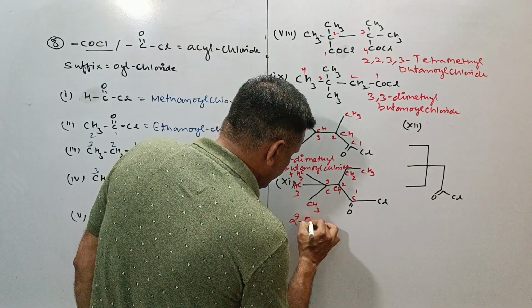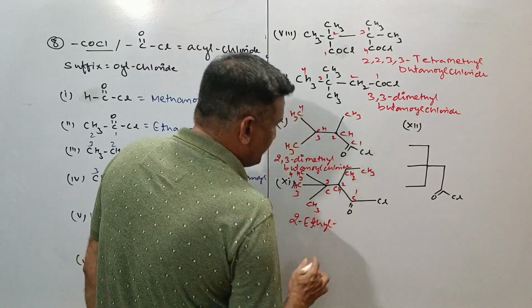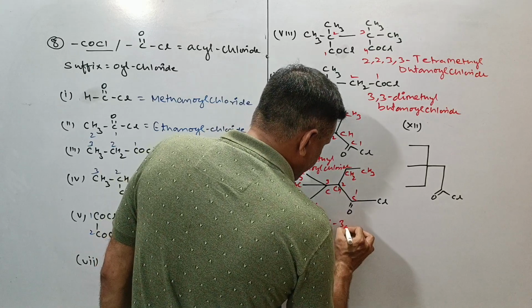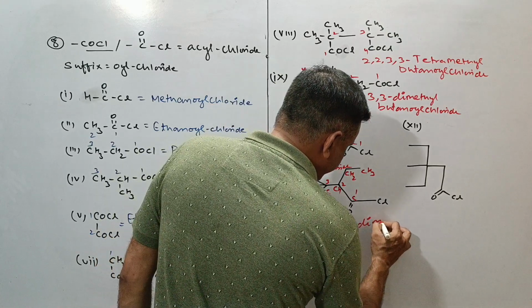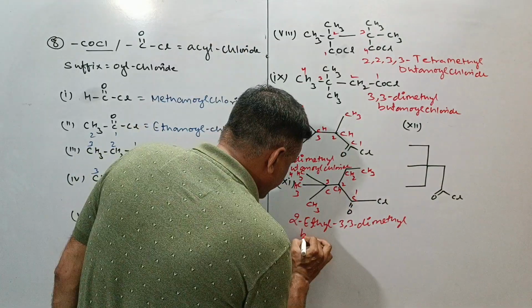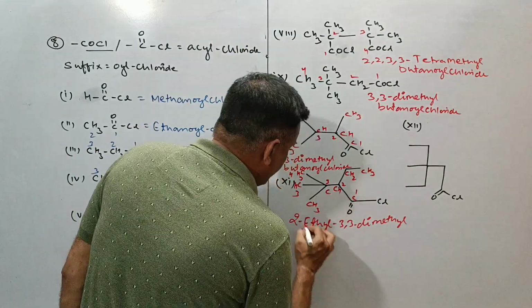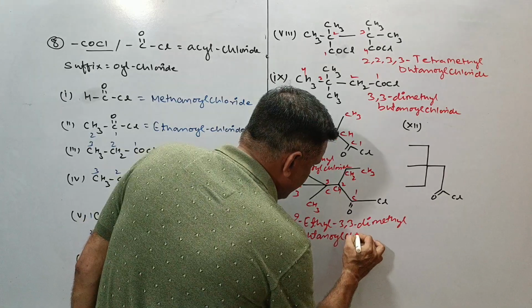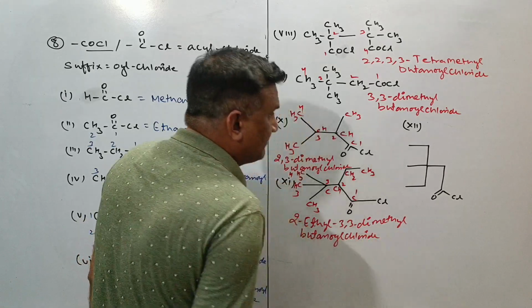So it will be 2-ethyl. Methyl is present over the number 3 position. There are 2 methyl, so 3,3-dimethyl. Total carbon in the chain are 4, so this will be butane and this will be your oyl chloride. So butanoyl chloride will be the name of the compound.